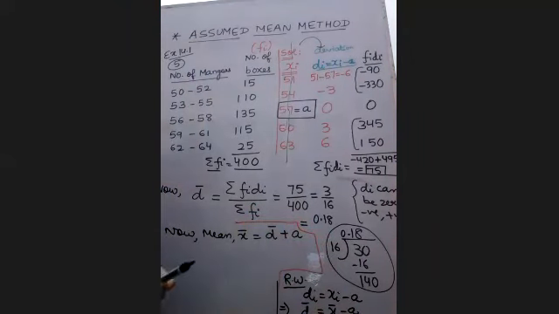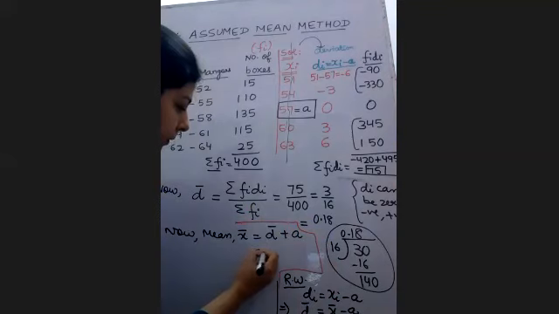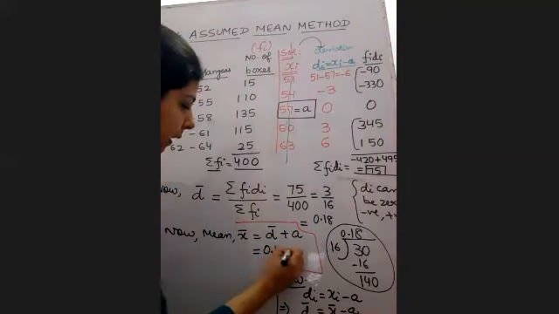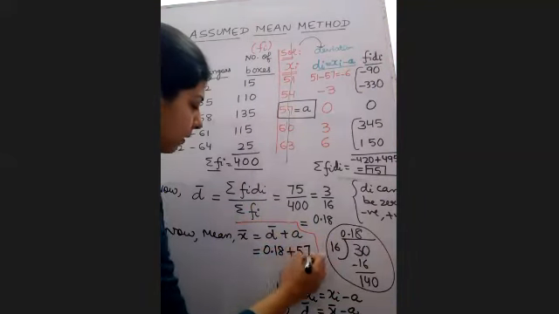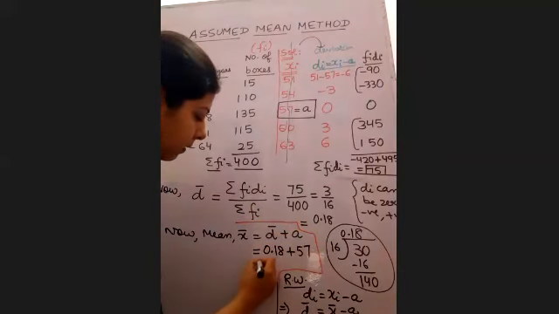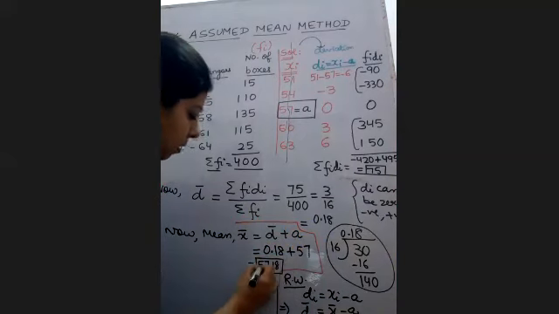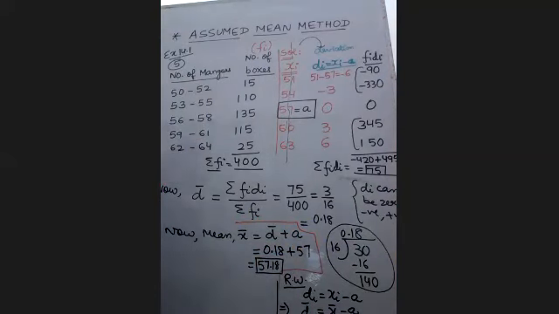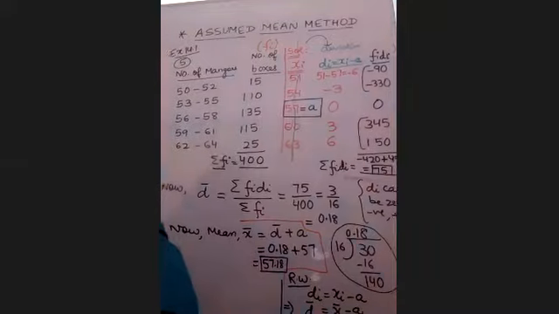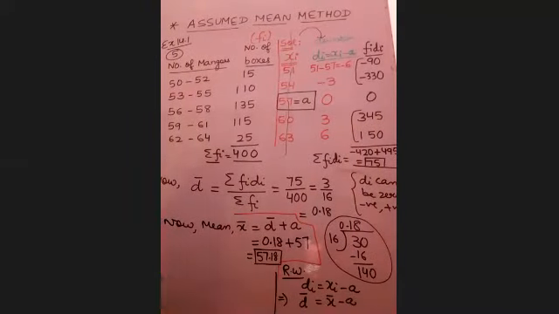So D bar is 0.18 and A is 57. So what is my mean? 57.18. Got it? So that is how we are going to do the assumed mean method.